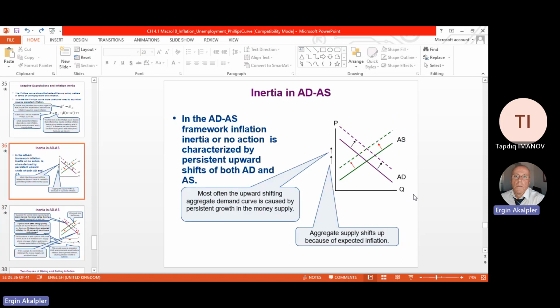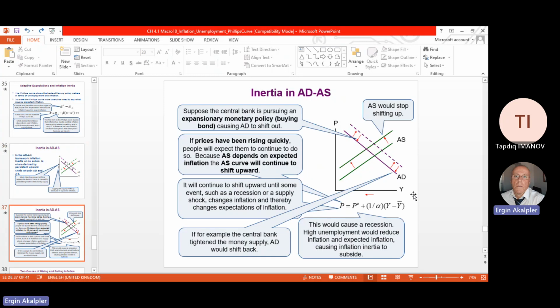Regarding inertia in aggregate demand and aggregate supply, as given here, it shifts the aggregate demand and aggregate supply curves upward. As you observe, aggregate supply goes backward and the aggregate demand curve goes upward. Most often, the upward shift of the aggregate demand curve is caused by persistent growth in the money supply, and aggregate supply shifts up because of expected inflation.